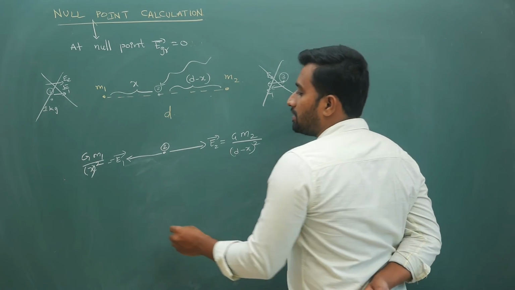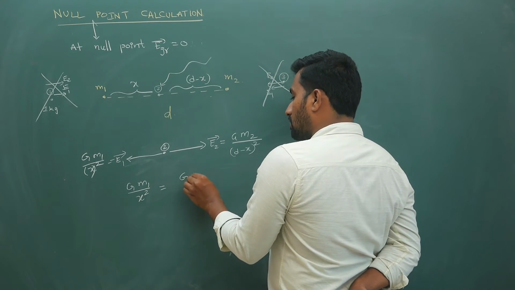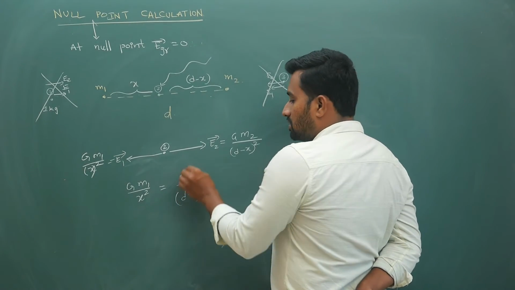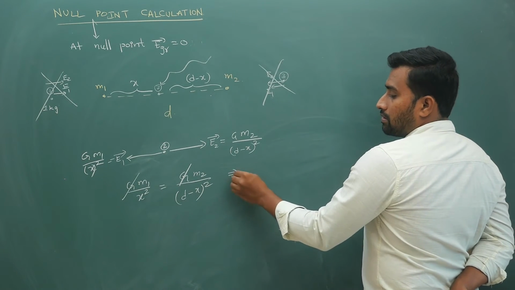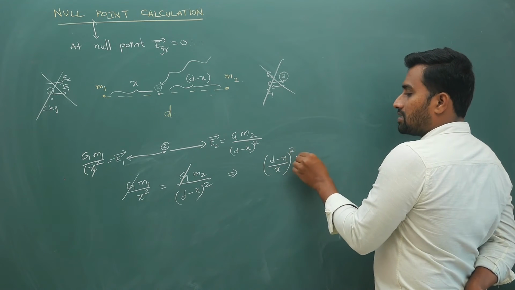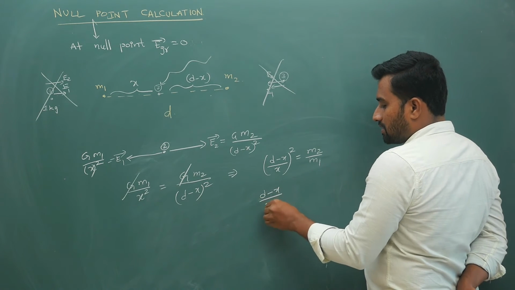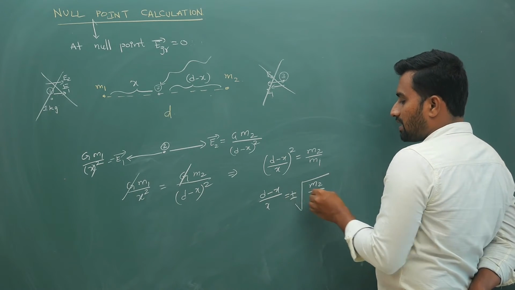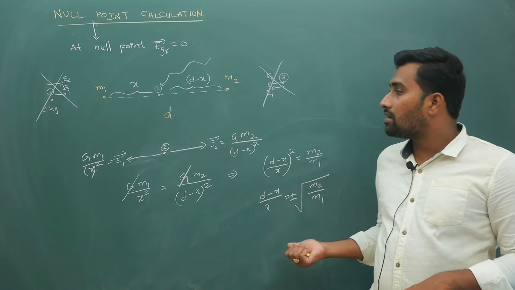Now if they have equal magnitude, what will happen? G m1 by x square is equal to g times m2 by d minus x whole square. So g will cancel off. So this will give you d minus x by x whole square is equal to m2 by m1. So d minus x by x is under root m2 by m1, which you are supposed to take actually plus or minus. Okay, so negative sign we will eliminate.